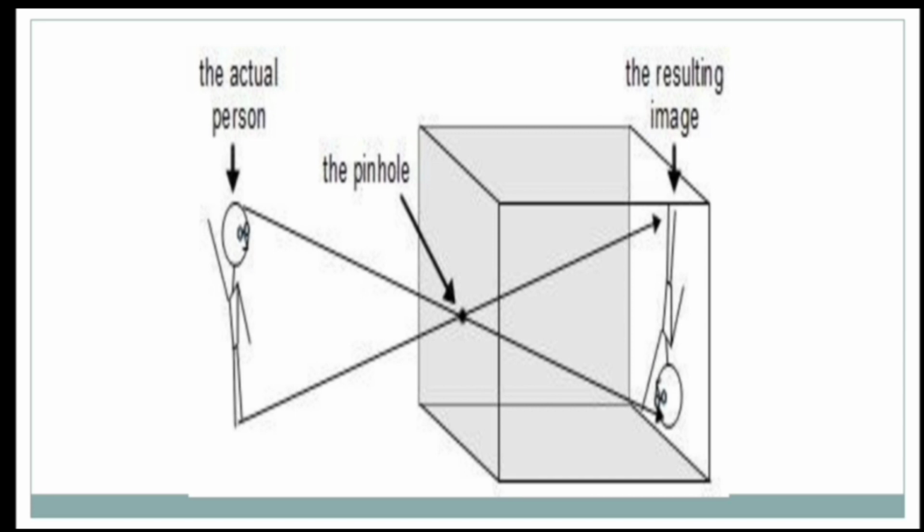This is a typical example of a pinhole camera. A person is standing there. The pinhole, a small aperture, meaning a small opening, we call an aperture. The image is inverted behind this box. The resulting image is inverted. So this is an example of a pinhole camera.